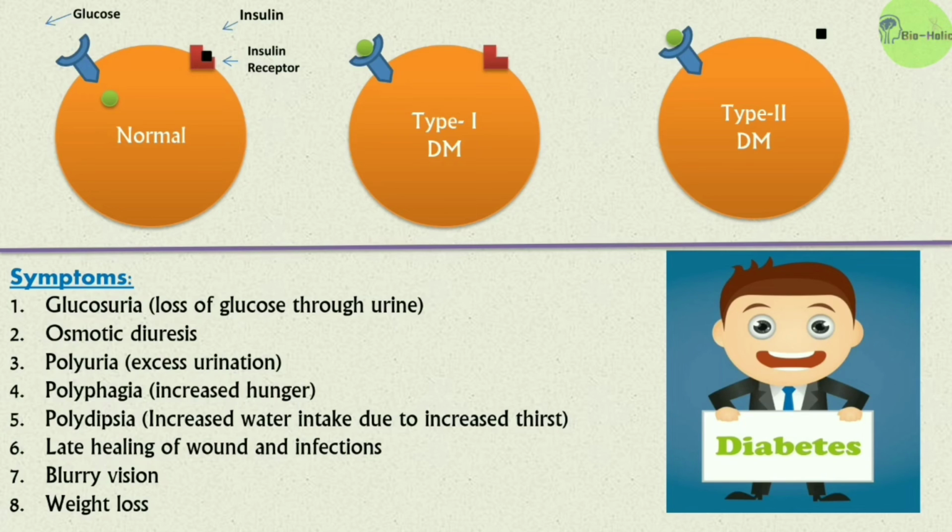The important symptoms of diabetes mellitus are glucosuria, that means loss of glucose through urine, osmotic diuresis, polyuria or excess urination, polyphagia or increased hunger, polydipsia or increased water intake due to increased thirst, late healing of wounds and infections, blood effusions, and lastly weight loss. So, as a mnemonic, it can be said as Gopi 3LBW. If you are a cricket lover, then this mnemonic will help you for sure.